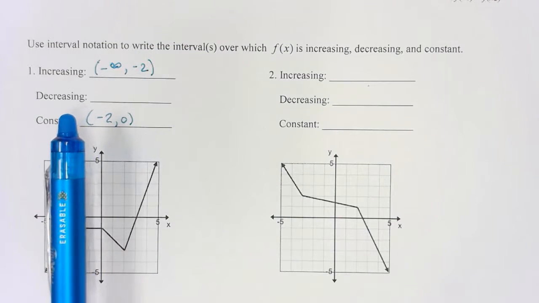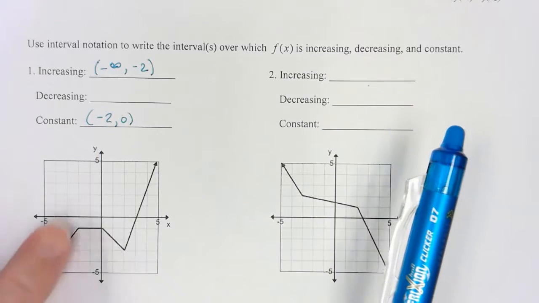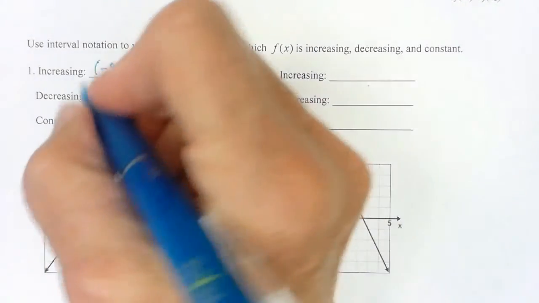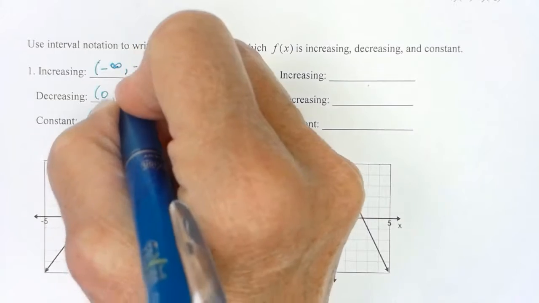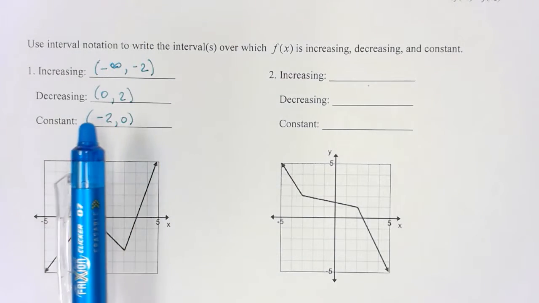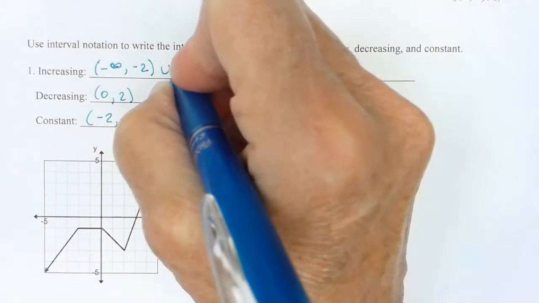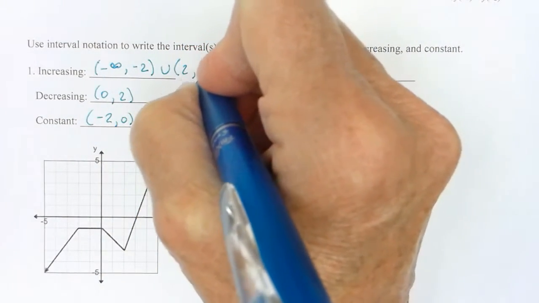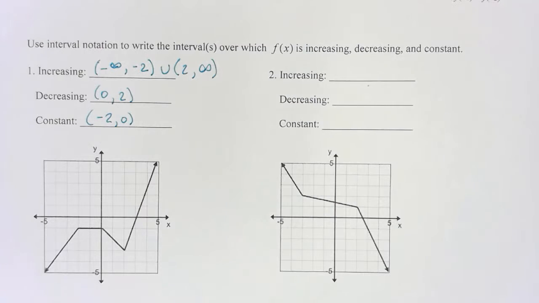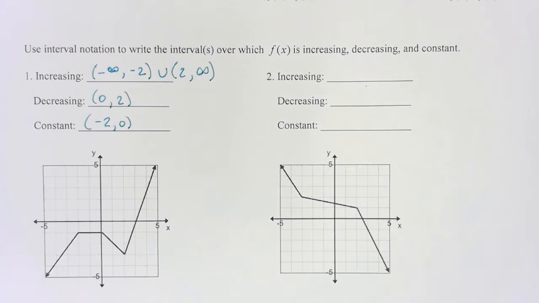From 0 to 2, notice that my curve is going down or decreasing. And then from 2 to infinity, my curve increases. So I go back up here, use a union. And that's all I've got to do on that particular problem.